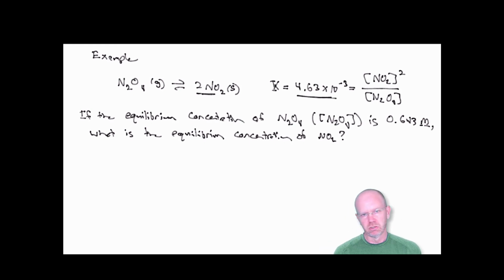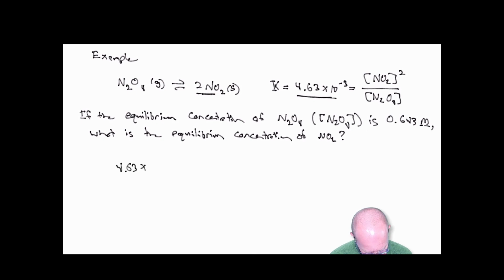And now we're going to try to address some specific case. In this kind of setup, you have to be given all but one variable, and then you solve for that variable algebraically. So if we know that the equilibrium concentration of N2O4, dinitrogen tetroxide, is 0.643 molar, it's in brackets, so I know that's moles per liter. What we're saying is this value right here at equilibrium is 0.643. What is the concentration of NO2? Okay, so let's go ahead and solve that.